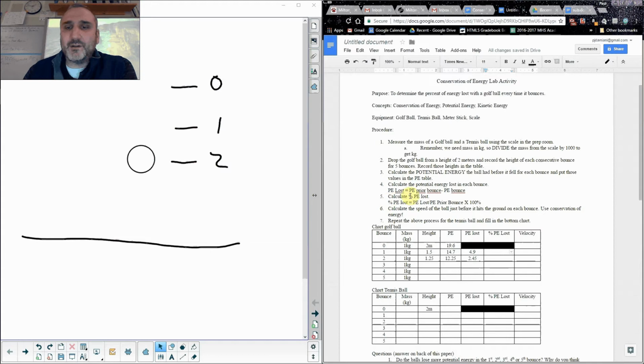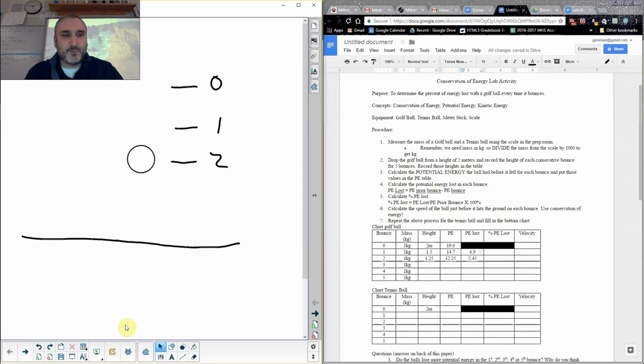So calculate the percentage of potential energy lost. The percentage lost is the PE lost over the PE of the prior bounce times 100%. So here's the percentage PE lost: 4.9 joules out of 19.6 joules times 100%. So 4.9 out of 19.6 equals 0.25, times 100%, which is 25%.